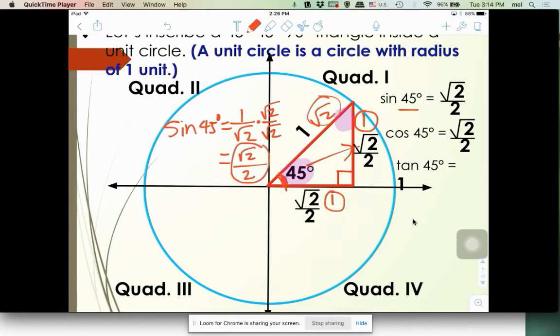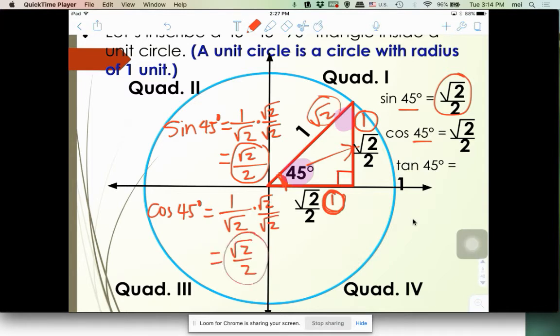So that is why the answer on the right-hand side is labeled radical 2 over 2 for the sine of 45 degrees. I'm showing you the work of how they got it. The cosine of 45 is the adjacent side, which is also 1, over the hypotenuse, which is radical 2. Again, the same rule applies. We need to rationalize it by multiplying by radical 2 on top and bottom. And therefore, it is radical 2 over 2 again. And so that is the cosine.